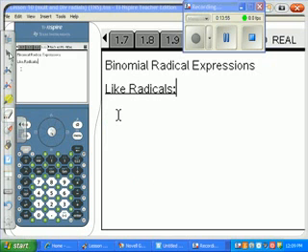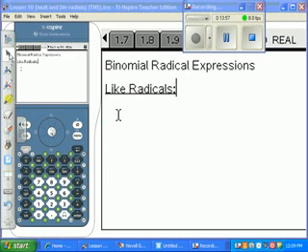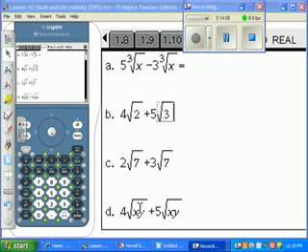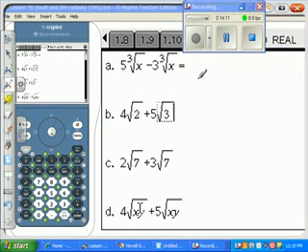So to be like radicals, they need the same index and the same radican. Next page. We have 5 cube roots of x minus 3 cube roots of x. Do we have like radicals? Yes, so all we have to do is subtract the coefficients. 5 minus 3? 2. So we literally get 2.